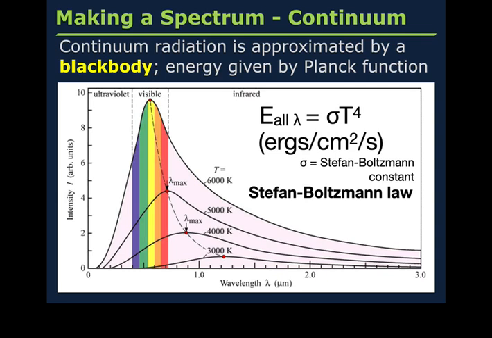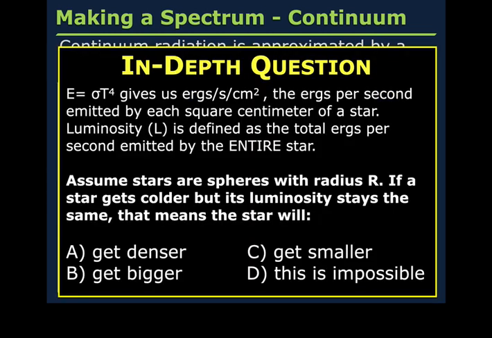So there's another in-depth question to consider when we're dealing with this. Energy equals sigma times T to the fourth gives us ergs per second per centimeter squared. So the ergs per second emitted by each square centimeter of a star. A star's luminosity, you'll see it written as L, is defined as the total ergs per second emitted by the entire star. So if we just assume that stars are spheres with some radius r, if we make a star colder, but we keep its luminosity the same, what does this mean?